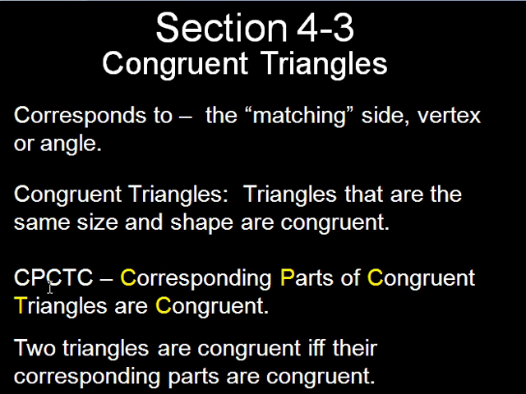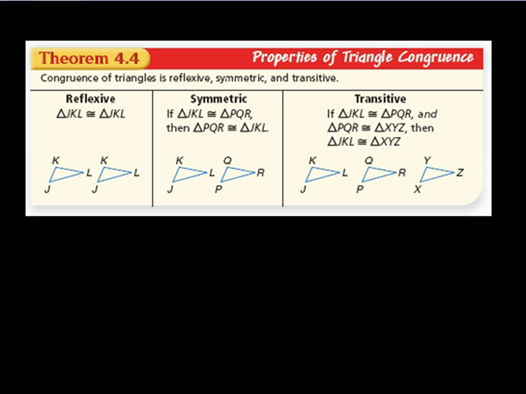We're going to be using this acronym in a lot of proofs. CPCTC simply stands for corresponding parts of congruent triangles are congruent. So two triangles are congruent if and only if their corresponding parts are congruent. And that's what CPCTC refers to. If you know they're congruent, then all their corresponding parts will also be congruent.